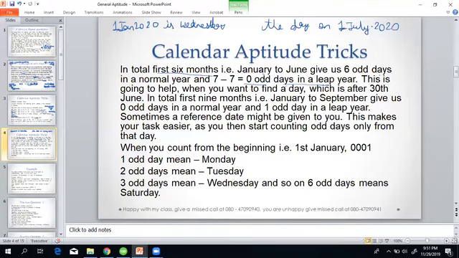Does this make sense? So in this way, if you know these tricks, you can answer the question easily without wasting much time. Because in the general aptitude session, you have to save your time as much as you can.